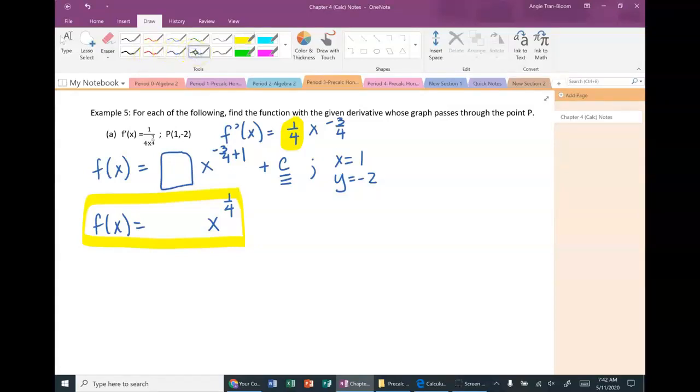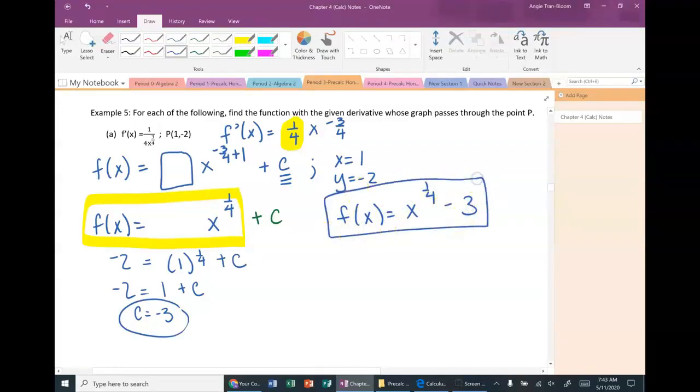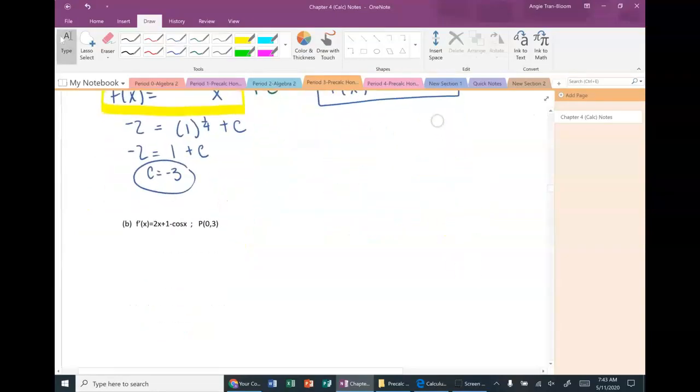Still, you have to add c, drop that down. Well, you know what x is, you know what y is, we can just plug those in and then solve. So y is negative 2 equals x is 1, 1 to the 1/4 plus c. We have to solve for what c is. Well, negative 2 equals 1 plus c, minus 1 to both sides. C comes out to be negative 3. Now our final answer is f of x equals x to the 1/4 minus 3. And that is the original function. So now you have to go and manually solve for your constant. Let's move on to the next example.